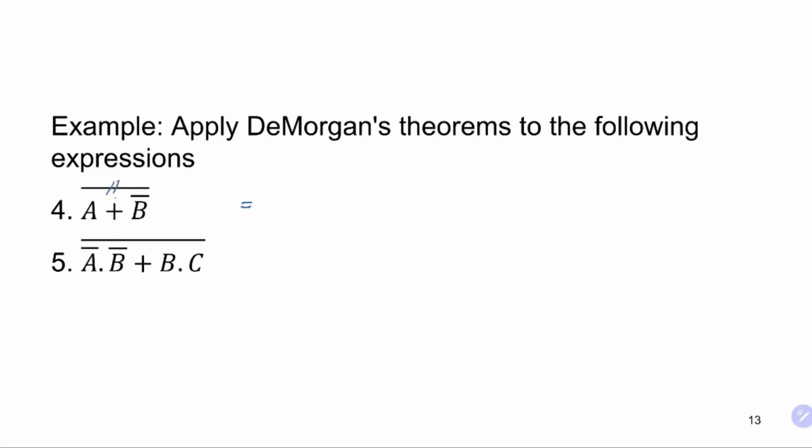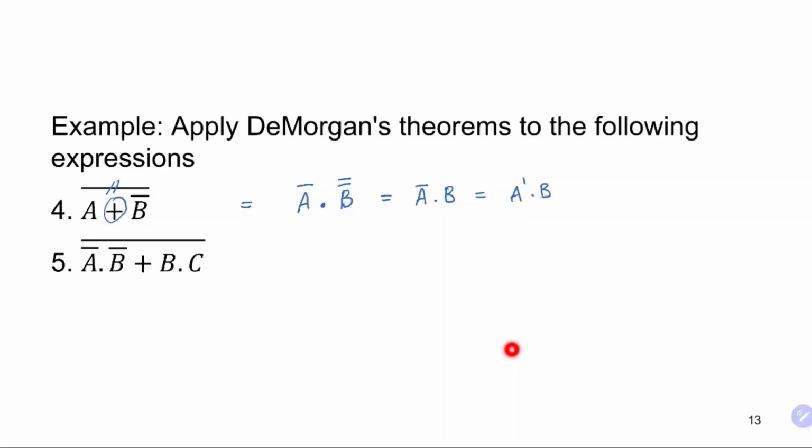We break the bar, change the operator. We have A bar, or becomes and, and then we have B bar bar. And we know that B bar bar is equal to itself. That's the solution to that.